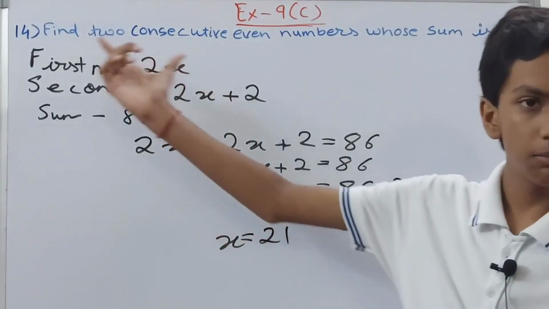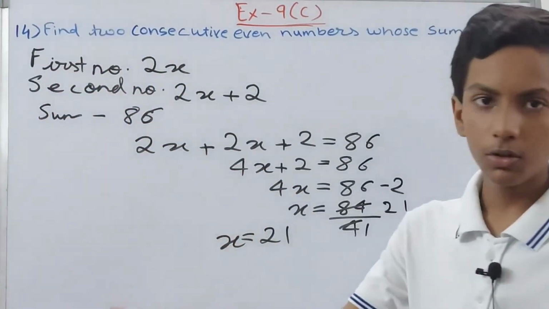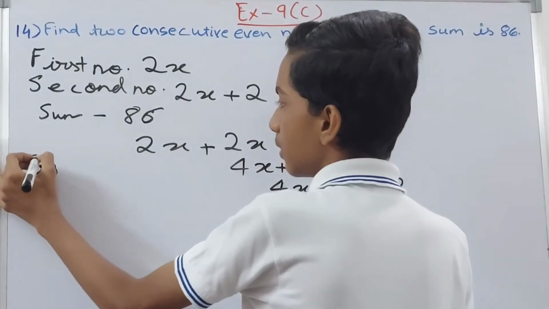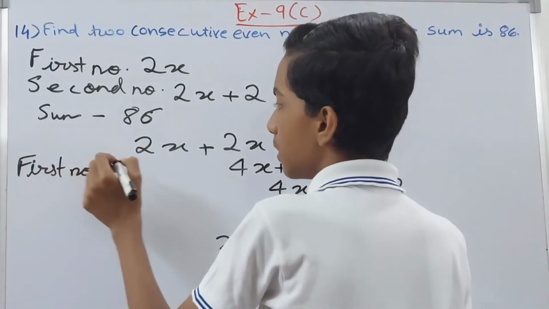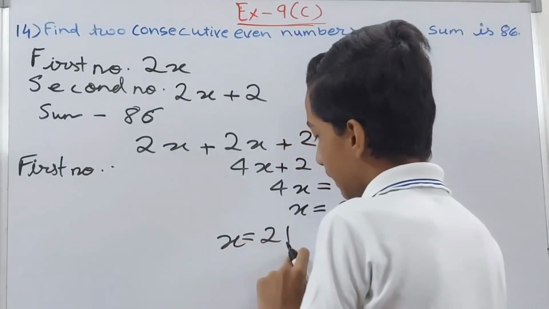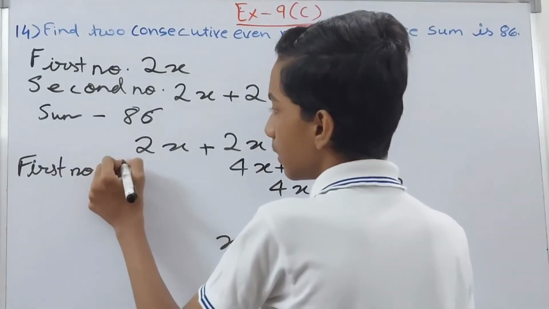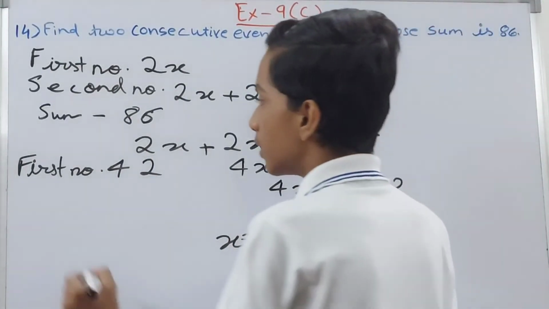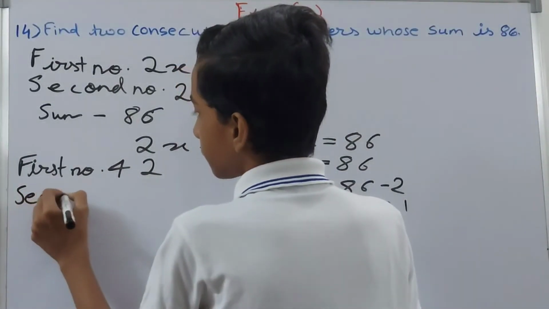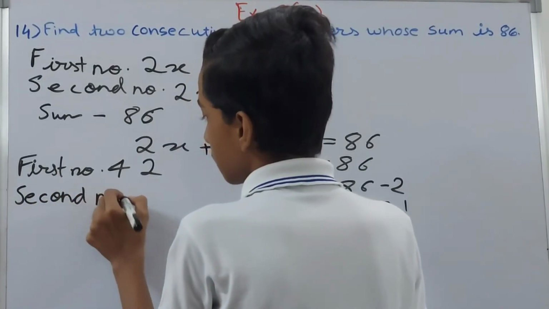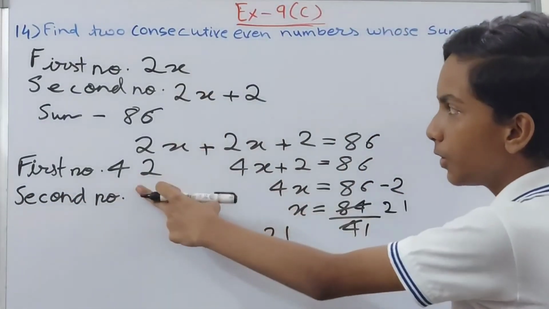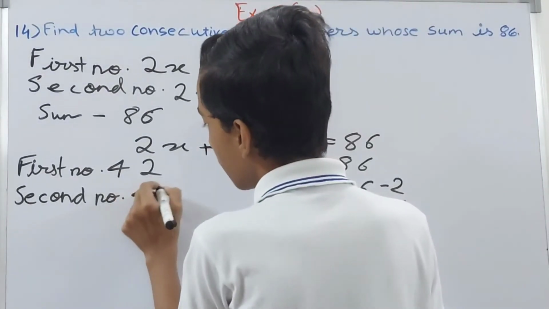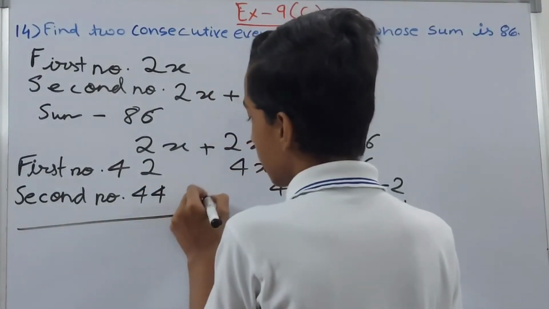So our first number will be 21 into 2, right? You can write it here that our first number is 21 into 2, and that will be 42, right? So first number is 42. Now the second number. So we know that 2x is 42. So 2x plus 2, 42 plus 2, that is 44, right? And we get our answer.